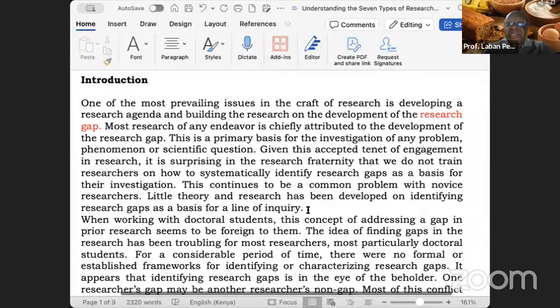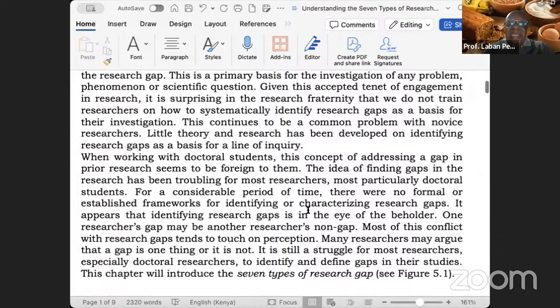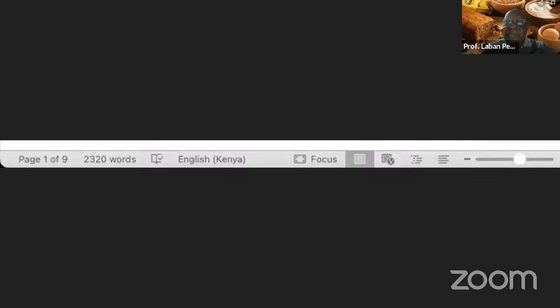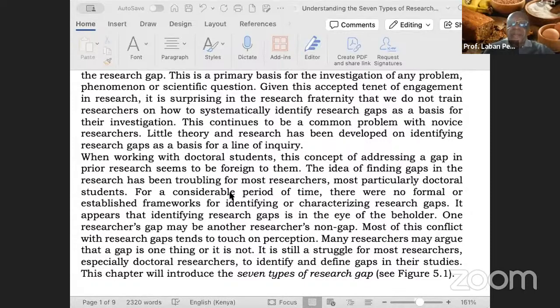Literature and theory have been developed on identifying research gaps as a basis for a line of inquiry. When we are talking of a research problem, actually the research gap, that's what we are saying. There is a gap called the research gap. So from now henceforth, you will be interested in the research gap.